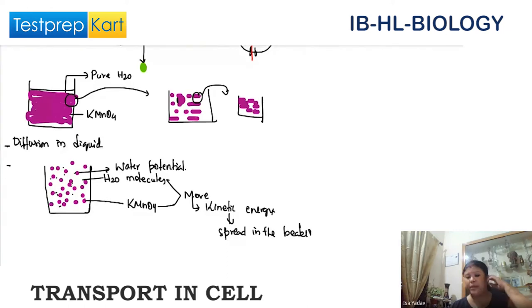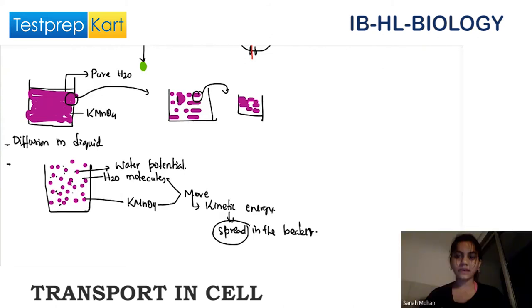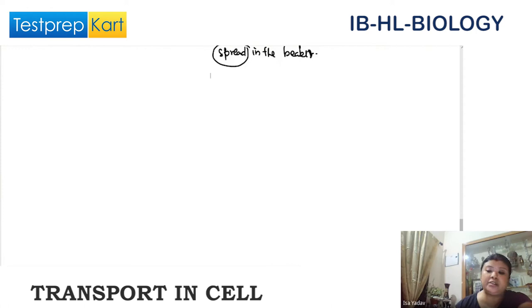And that's why, what happened? They spread in the beaker. Because they spread in the beaker, each time you take a small liquid from the potassium permanganate solution and put it in pure water, they always show the purple color. So this is what diffusion is. With every permanganate solution, there is always water. Okay, is this clear? Yes, this is how diffusion in liquid takes place.